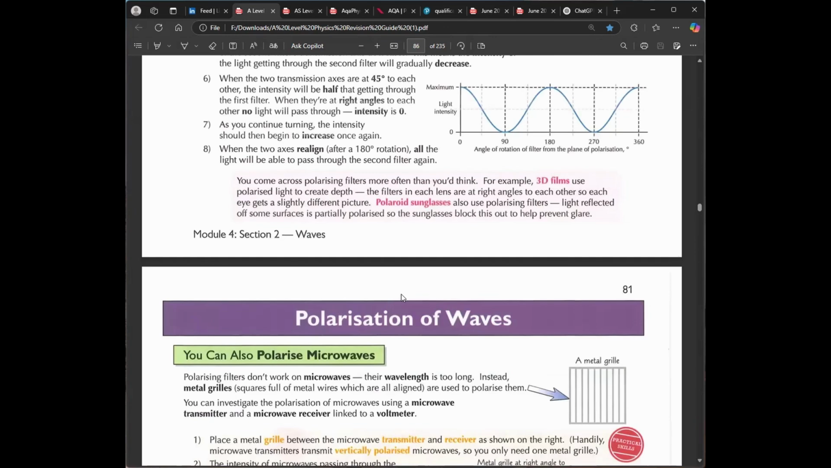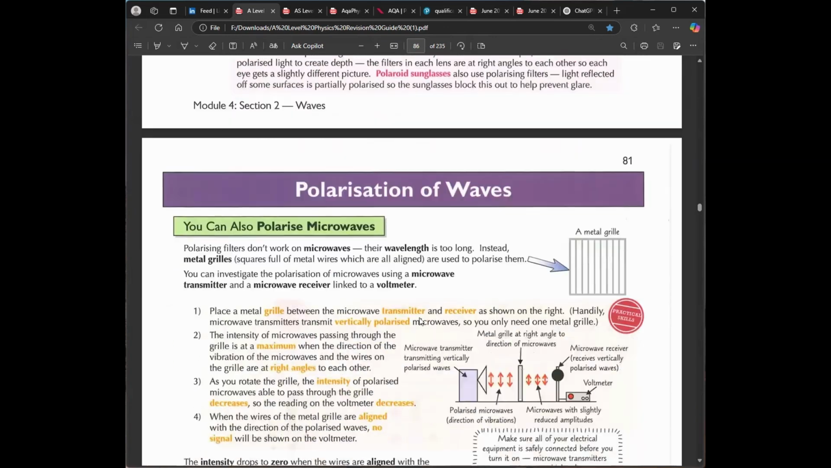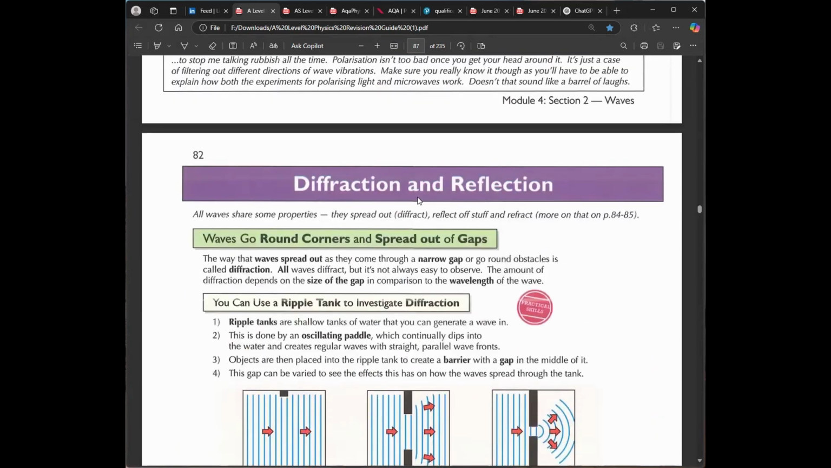Like you can polarize light, that tells us that it's a wave. Light can diffract, light can reflect, which also tells us that it's a wave. So only waves can do this. That's why we say that light has a wave-like nature. But also light has photons. Light has small packets of energy.